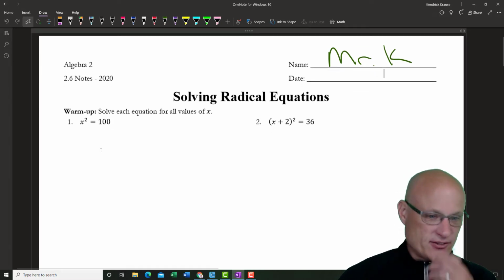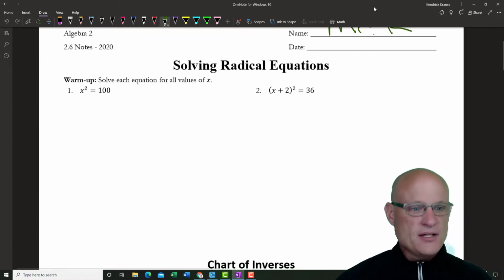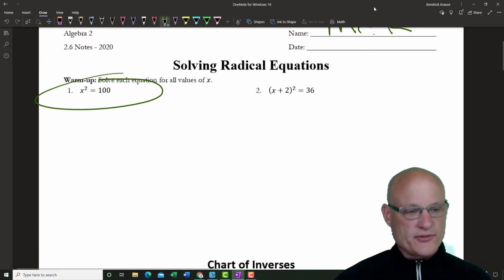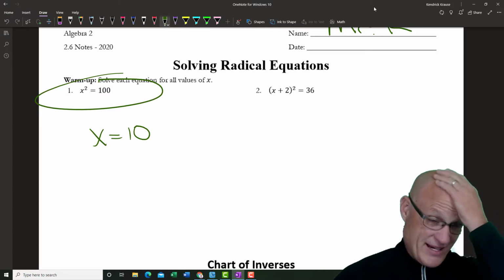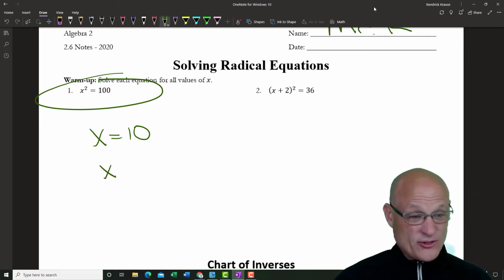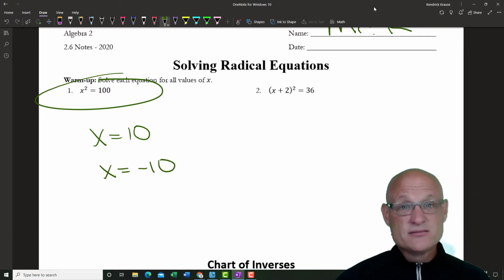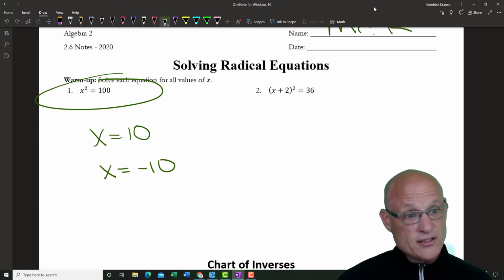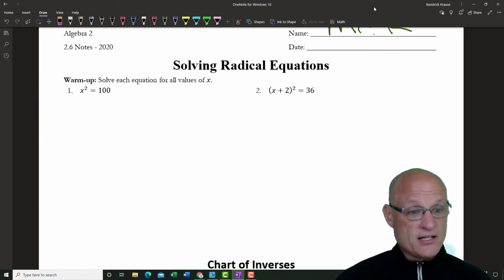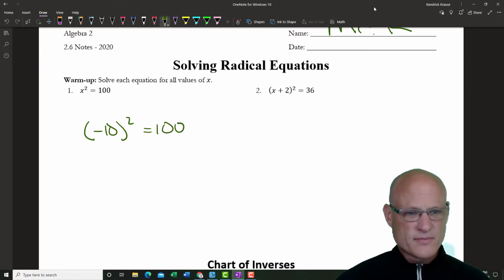All right, so let me ask you this question. If I asked you to solve this, would you all say, oh, okay, x equals 10? But then I would say, okay, but wait a second. Can't x also equal negative 10? Right? I know what you're doing. You're saying, okay, 10 times 10 is 100. That's true, but isn't negative 10 times negative 10, or negative 10 squared, also 100?